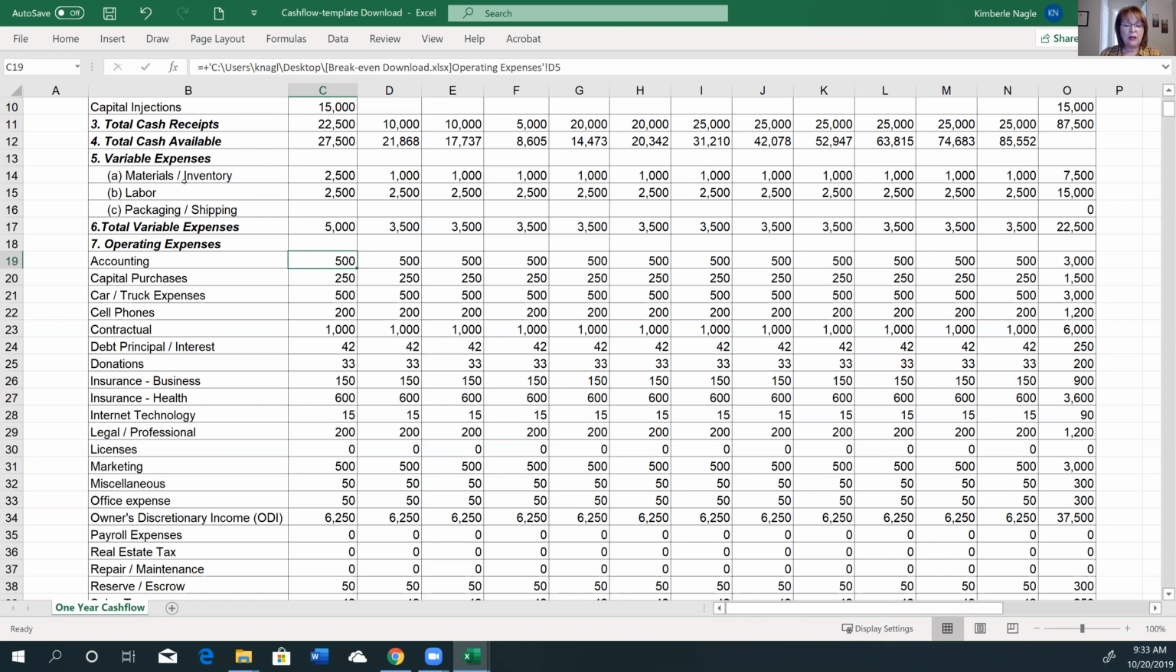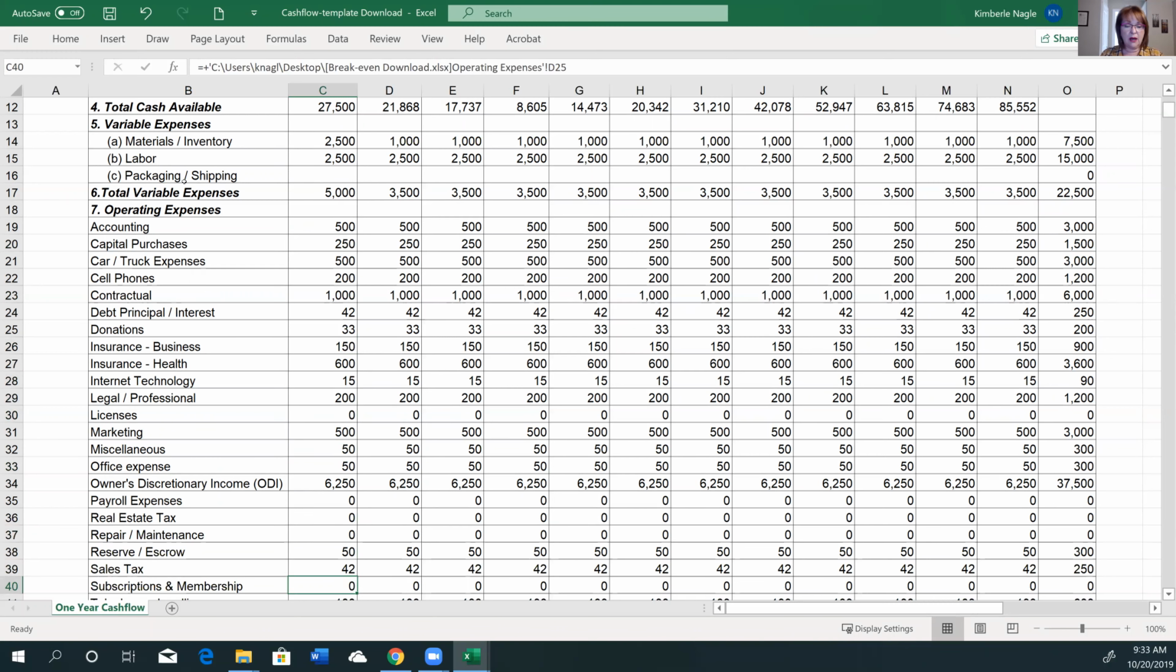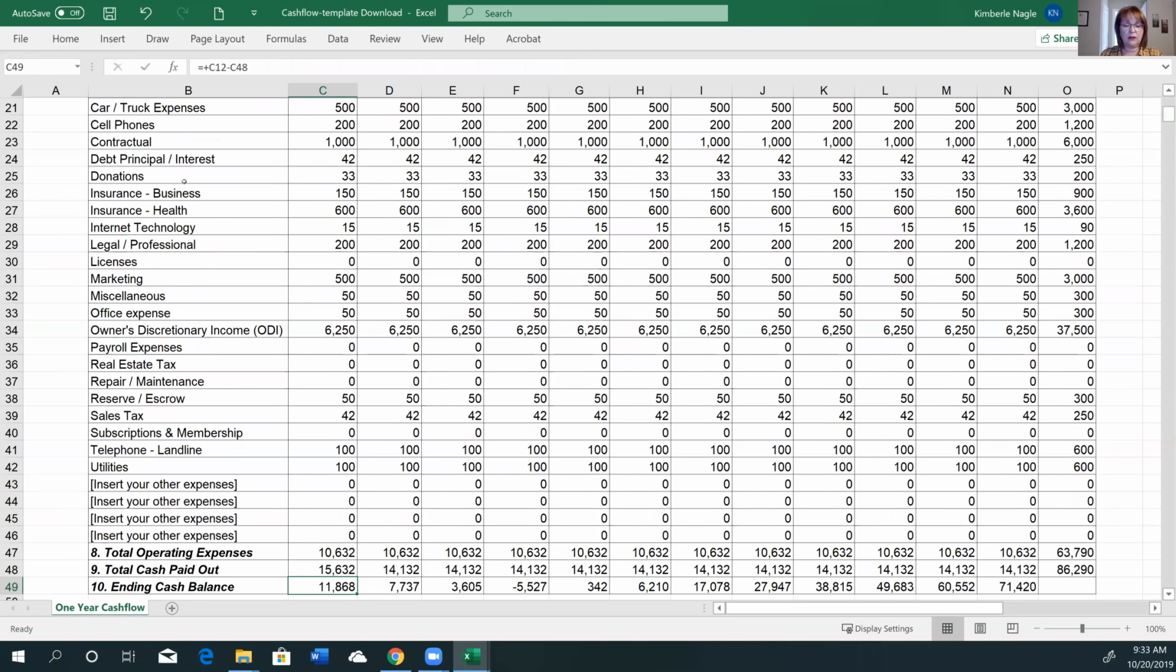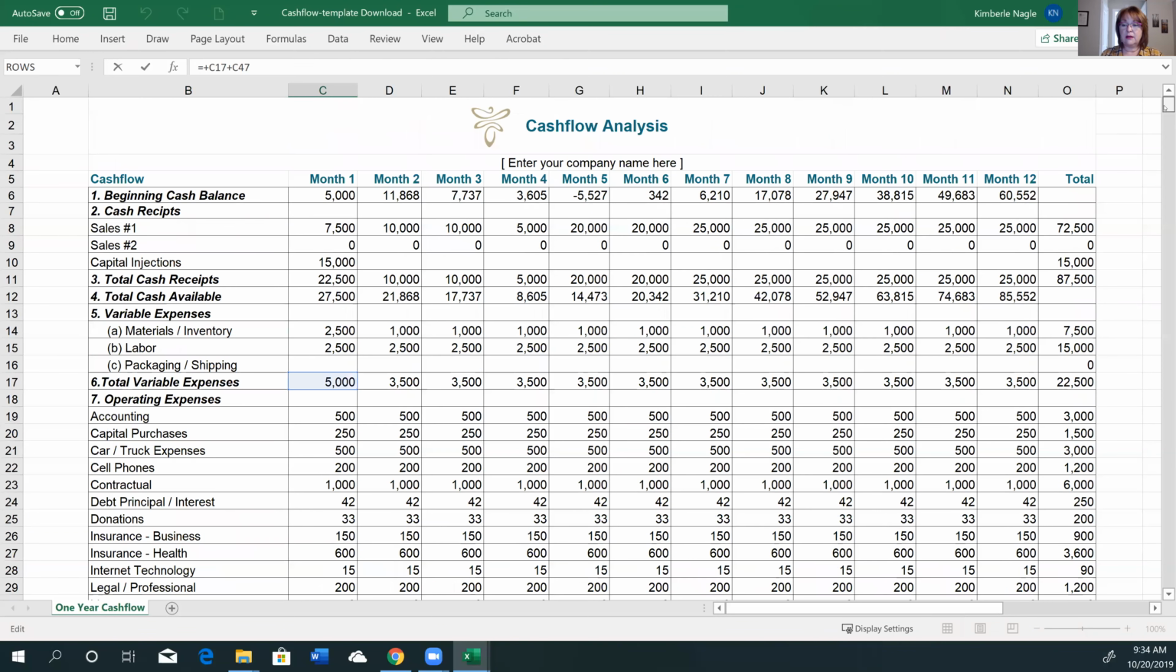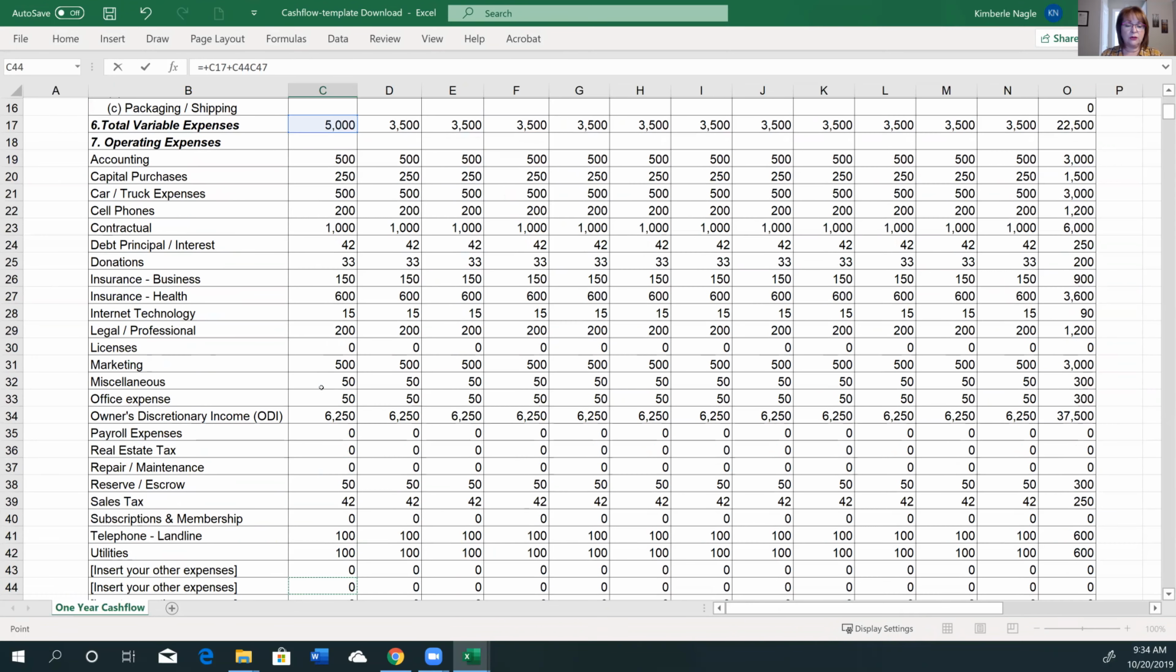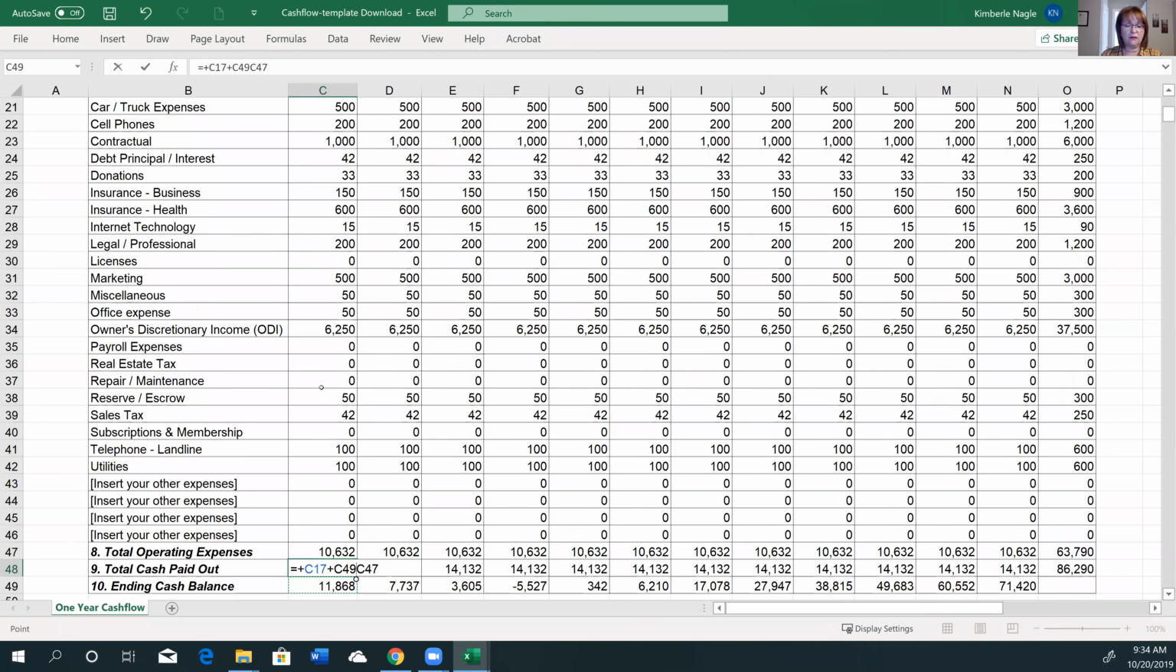You're going to put in your monthly operating expenses, and it will auto-calculate your total operating expenses. Then you have your total cash paid out, which is the total of operating expenses and variable expenses.